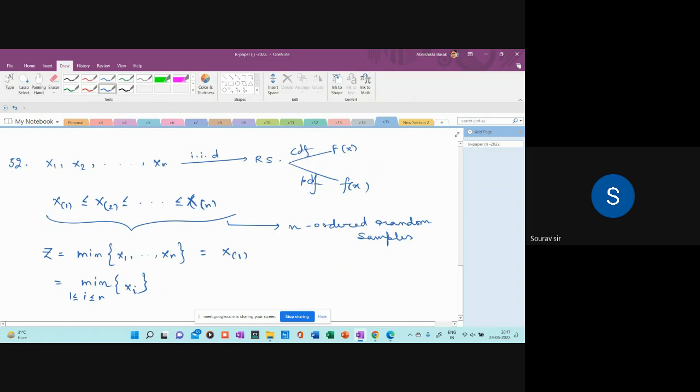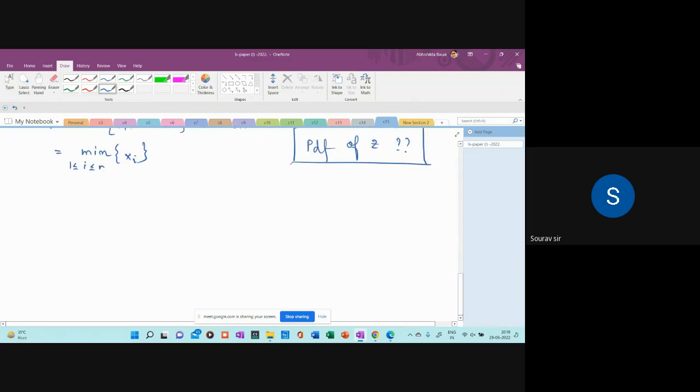So I have to find the PDF of Z. This is what I have to find. This is purely a theory question, basically a theorem type of thing that you have to prove. So let us try this out. We have taken Z to be X_(1).